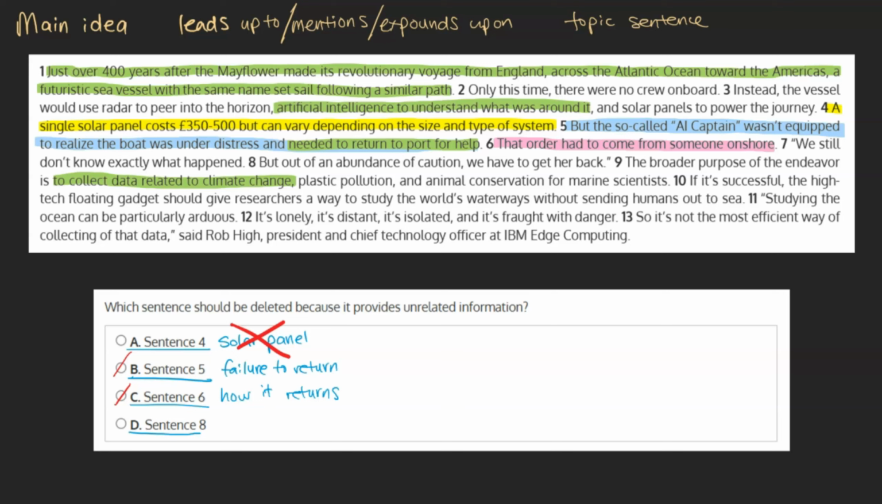And D. Sentence 8. But out of an abundance of caution, we have to get her back. This sentence continues the idea of the previous one. We still don't know exactly what happened. Continuing this thought, we're told why the Mayflower was brought back to shore, out of an abundance of caution. As this fits in with our main idea, we can mark this choice as incorrect and mark our original answer, sentence 4, as our final answer.